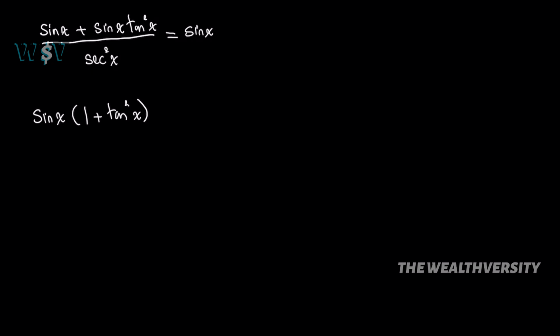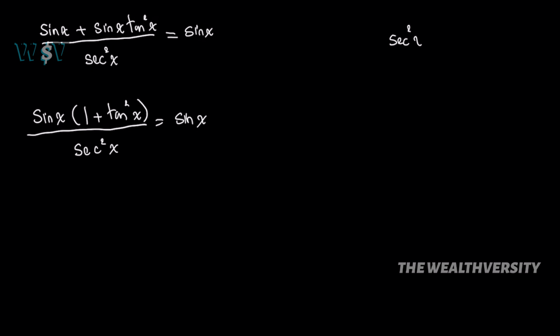Let's look at another example. Let's say we have (sine x plus sine x times tan x squared) over secant x squared is equal to sine x. Now this seems much more complicated than the previous two examples, but it is actually not as bad as you think. Sometimes it's just one step that makes a big difference. A very common first step in proving trig identities is to see if you can factor out something. Obviously, we will leave the right side as it is since it's already in the simplest form, but we can factor out sine x from the left side, which leaves us with sine x times (1 plus tan x squared) over secant x squared.